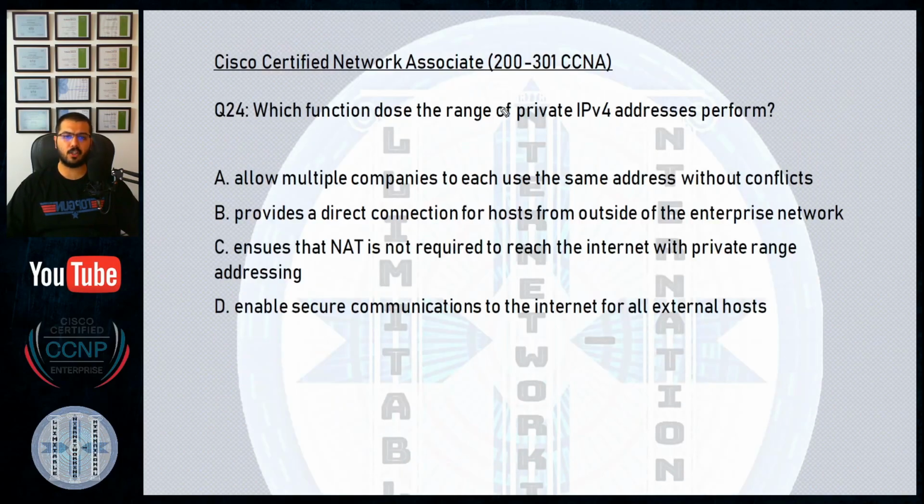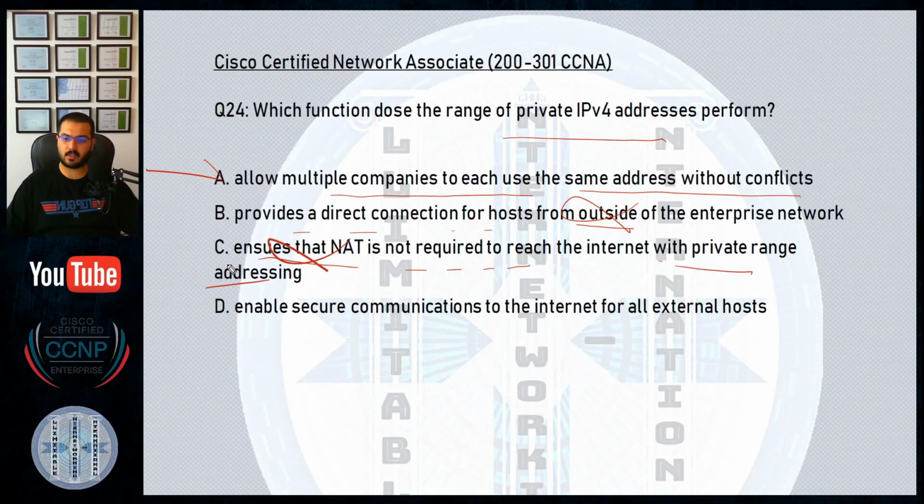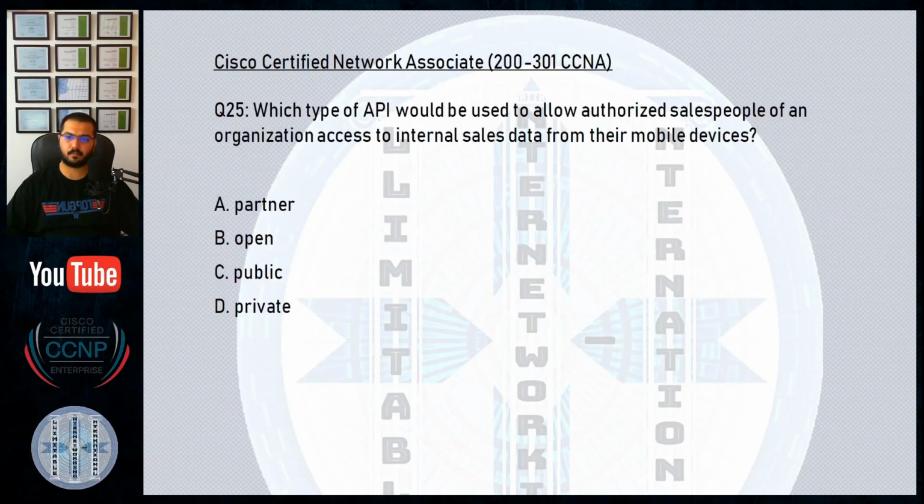24 says, which function does the range of private IP addresses perform? Okay, it allows multiple companies to use the same addresses without conflict. Yes, that is correct. Provides direct connections from outside. No, outside means public and NAT. Ensures that NAT is not required to reach the internet with private range addresses. Who will reach the internet with private addresses? This is a disaster. Enables secure communications to the internet. No, IPv4 private addressing will not be used for reaching the internet at all, so it's neither secured nor unsecured communication.